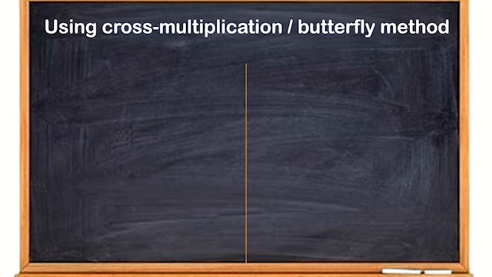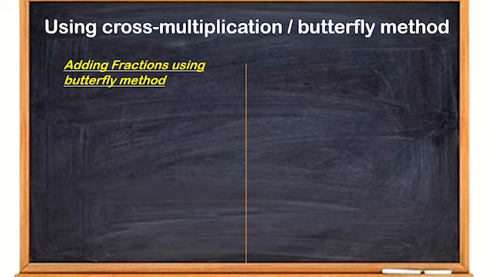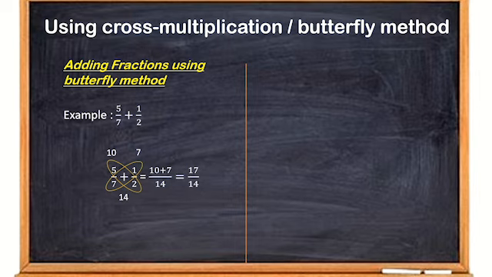There is another method to add or subtract fractions when the denominators are different, and that method is known as the cross multiplication method or butterfly method. This method can be useful for adding or subtracting fractions with different denominators without explicitly finding the LCM. So let's look at adding fractions using the butterfly method. For example, we have 5 over 7 plus 1 over 2. So in this example, we know that the denominators are different. So in this case, we are not going to find the LCM. Instead, we are going to multiply the fractions diagonally.